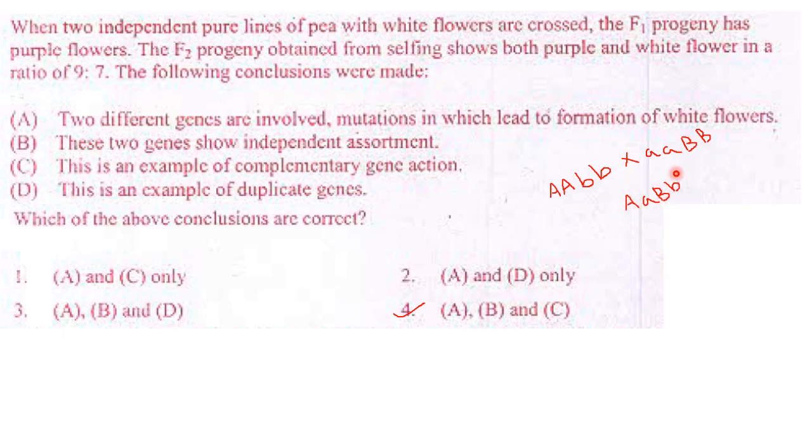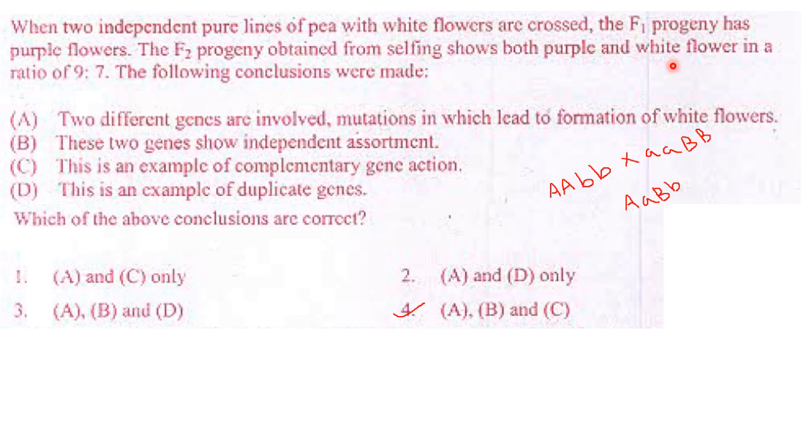Capital A, small a, capital B, small b is the F1 progeny. You self the F1 progeny, that means you cross it with another flower of the same plant having the same genotype, purple crossed with purple flower. You get purple and white flowers in the ratio 9:7. Now this ratio shows that it is complementary gene action.